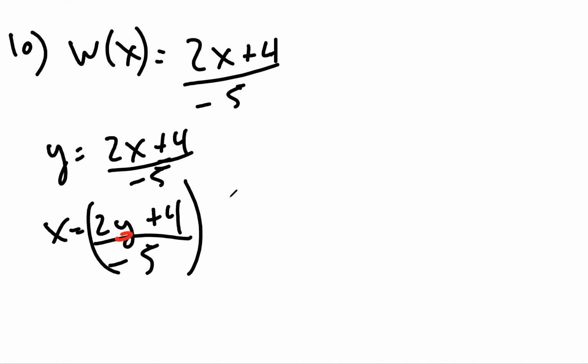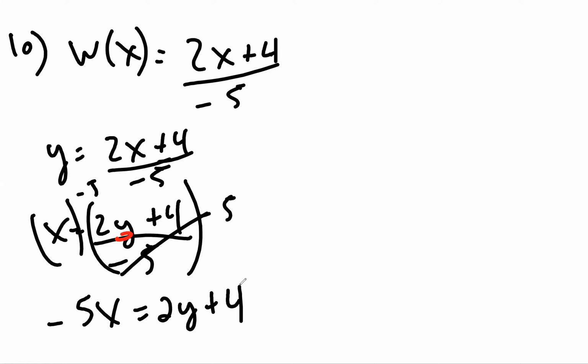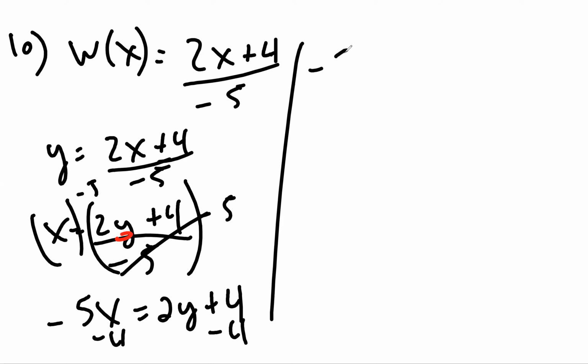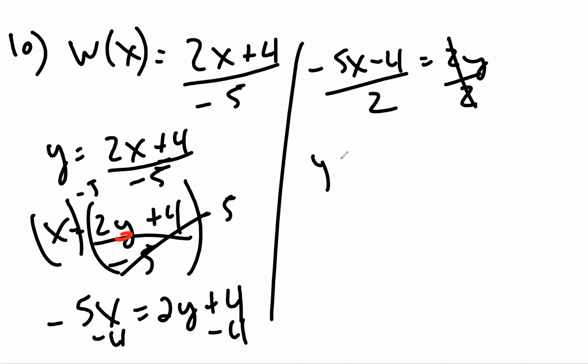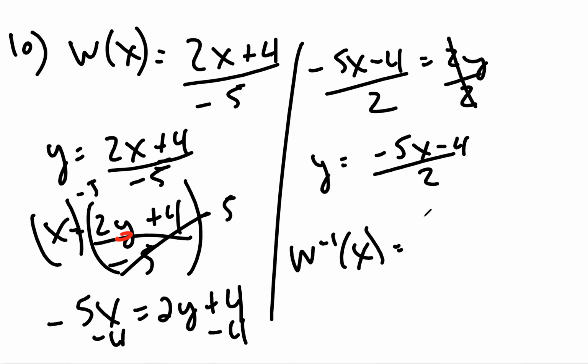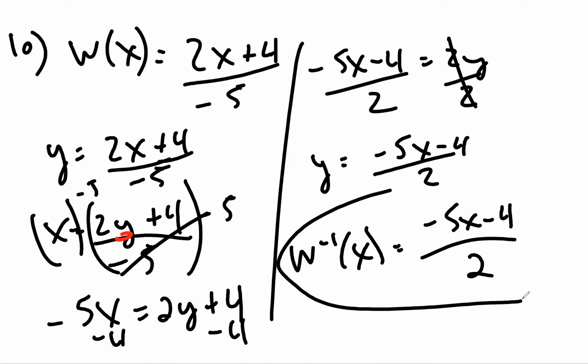The first thing I'm going to do is multiply each side by negative 5. So that gives me negative 5x equals 2y plus 4. Then I'm going to subtract 4 from both sides, and that gives me negative 5x minus 4 equals 2y. The last thing I need to do to get y by itself is divide each side by 2, so y equals negative 5x minus 4 over 2. Since I have y by itself, I bring in my w inverse of x, and my answer is negative 5x minus 4 over 2. And so now I'm done.